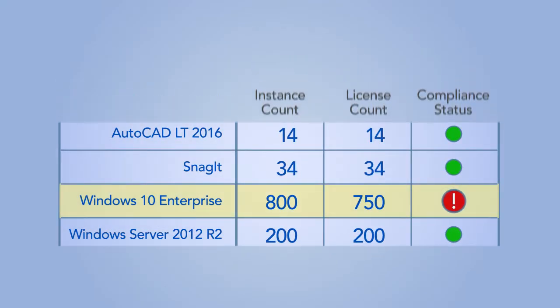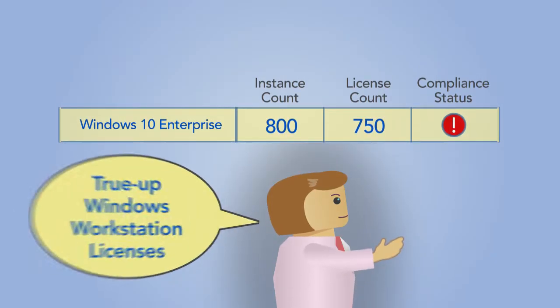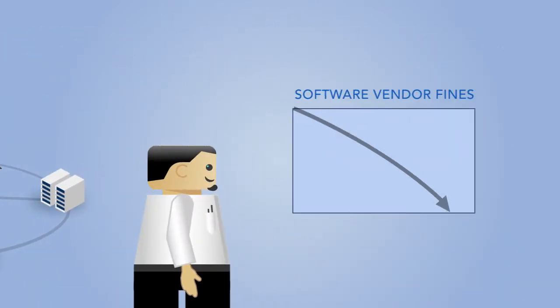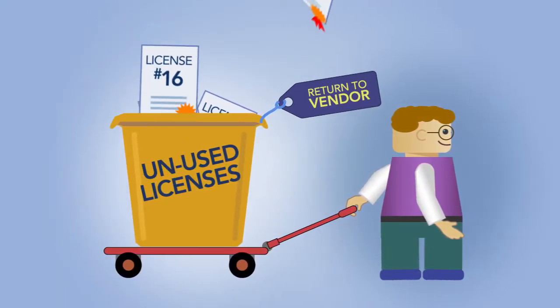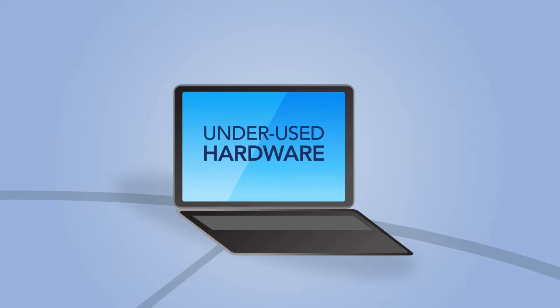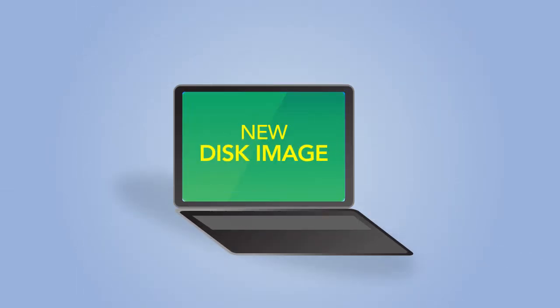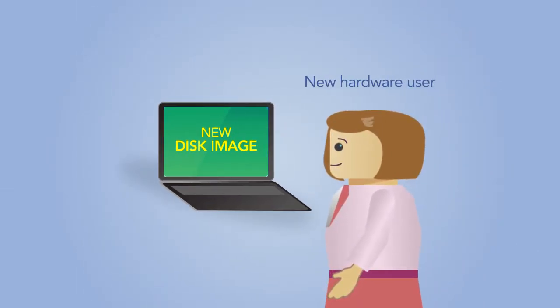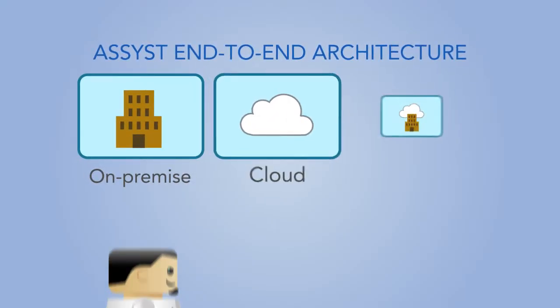With software all accounted for, you can quickly true up licenses, avoid fines on audits, and avoid paying for software licenses you don't need. Same with hardware, avoiding new costs by redeploying underused hardware. How you deploy Assyst ITAM is up to you.